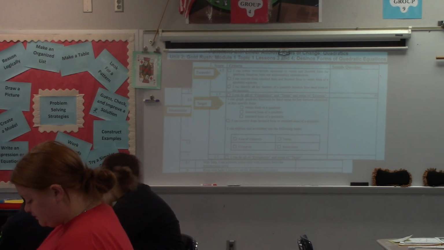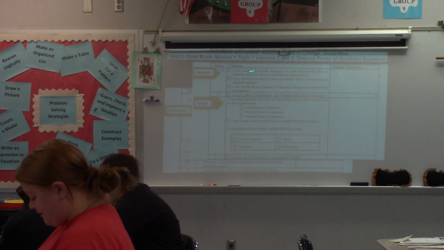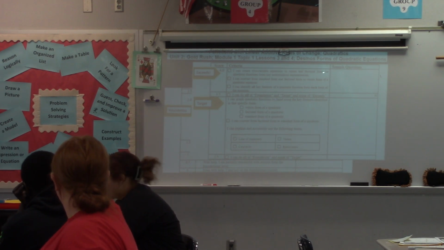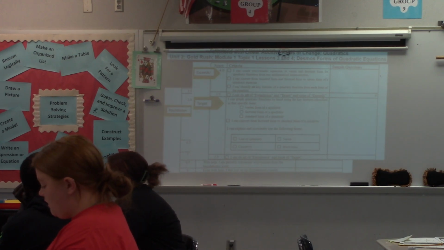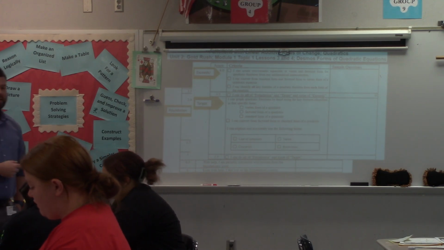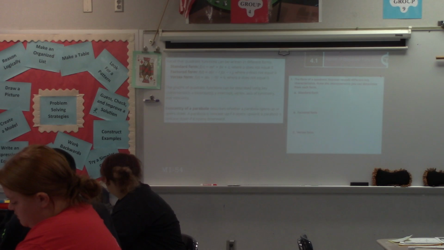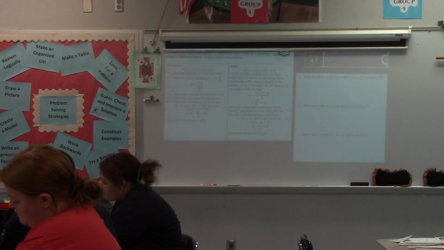Oh, and don't forget, we moved this thing down into target, right? So creating 2 variable equations in vertex and factored form. We're going to be working on that tomorrow and Wednesday to prepare for that test on Thursday. All right, true to form. So, jump in a little bit.